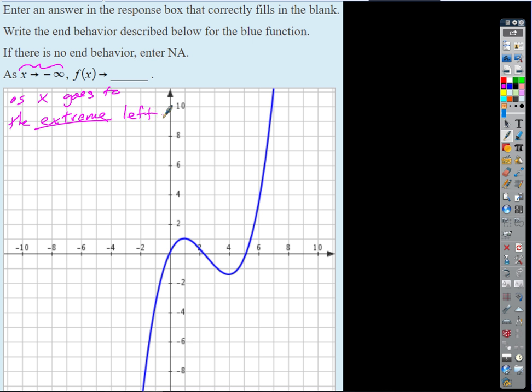As x goes to the extreme left, we're going clear out to the left as far as you can go. What does y do? That's all it's asking. f of x just means y, so it wants to know horizontally as we go to the extreme left, what does the function do vertically? Yeah, it goes to the extreme bottom, right? It goes down forever. So you can see that as we go this way, we go that way. So the answer is negative infinity, right?